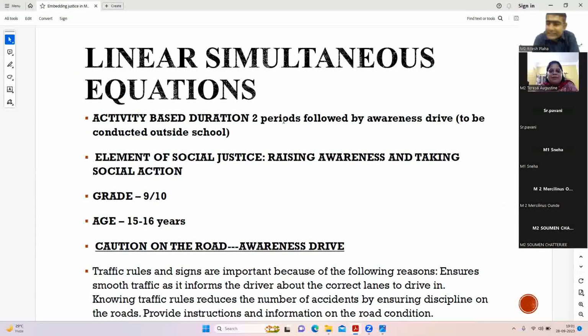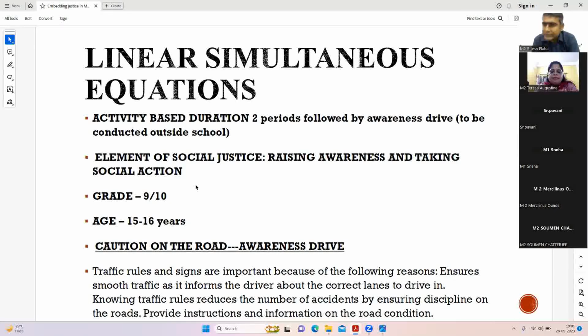Now, this is for grade 9 and 10, and the age is 15 to 16 years. It's linear simultaneous equations. Here I'll be giving an example that we already know, that's the caution on the road awareness drive. So in linear equations, we assume the variables as x, y, z, or a, b, c, and d.